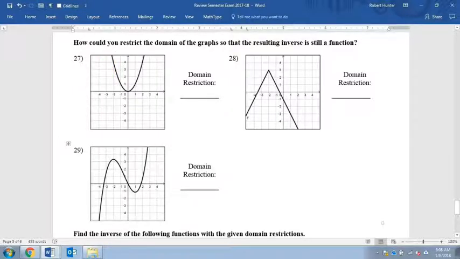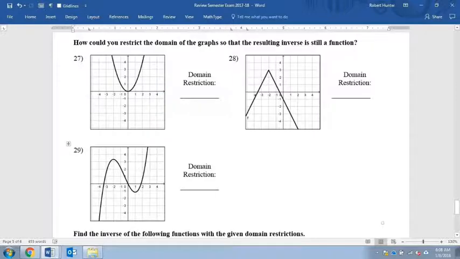The purpose is so that when I take the inverse of this, which will reflect like this, my inverse is a function. Because right now the inverse of this, see I hit it twice, is not a function. Ooh, I need a bigger eraser than that. There we go.